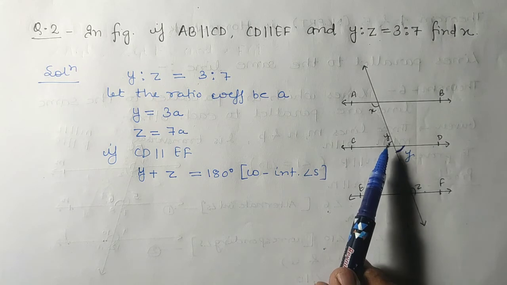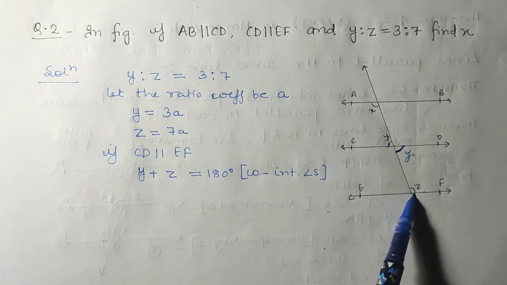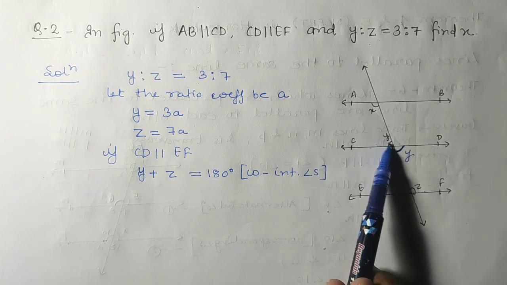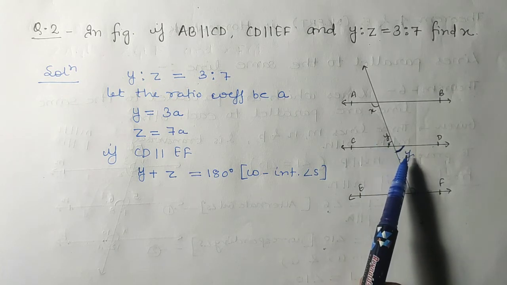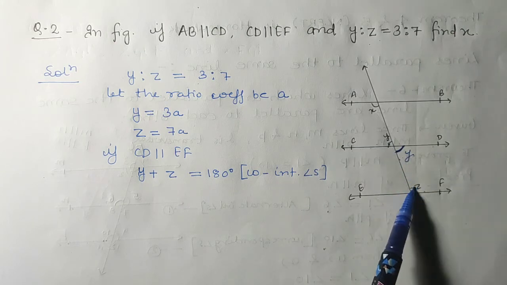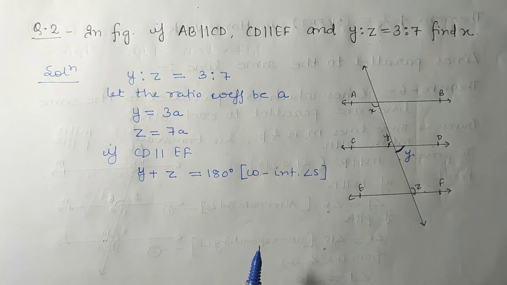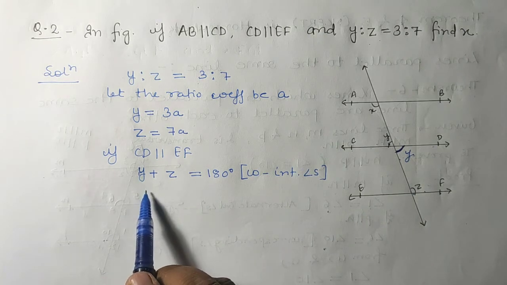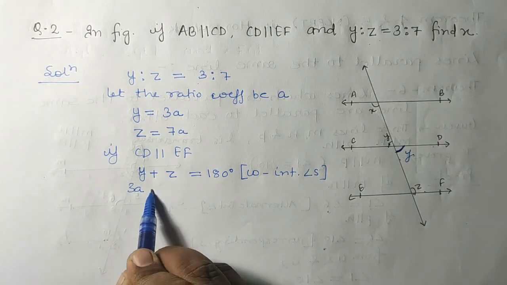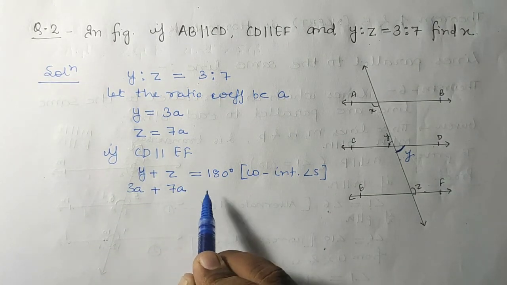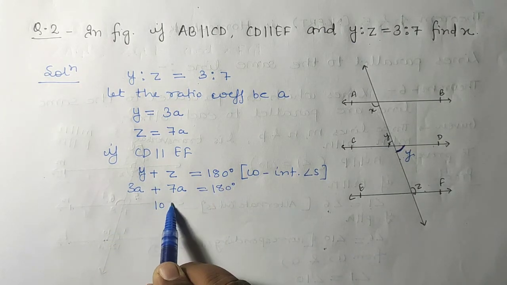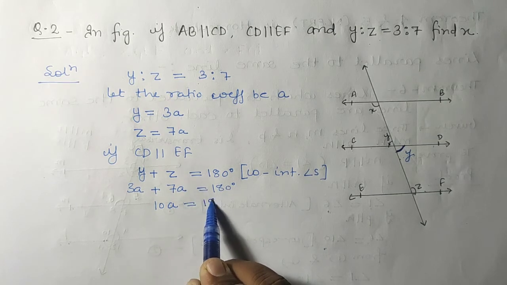See, directly here we cannot say that Y plus Z is equal to 180. Firstly, we write here Y, because these are vertically opposite angles, and after that we can see that Y plus Z is equal to 180 degrees because of co-interior angles. Now the value of Y is 3A and the value of Z is 7A, and the sum is equal to 180 degrees. 3A plus 7A is equal to 10A, is equal to 180 degrees.